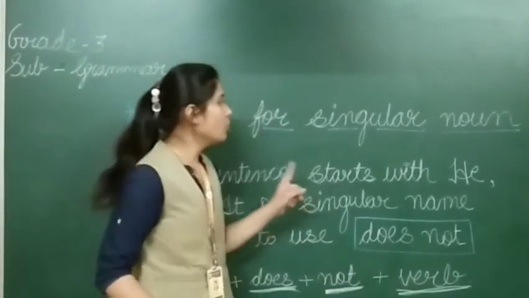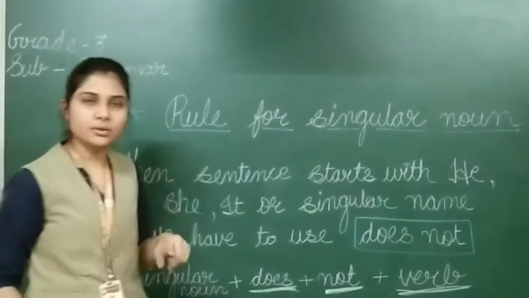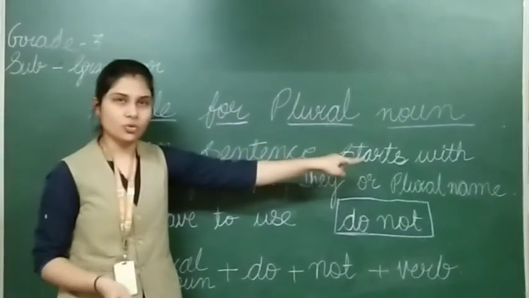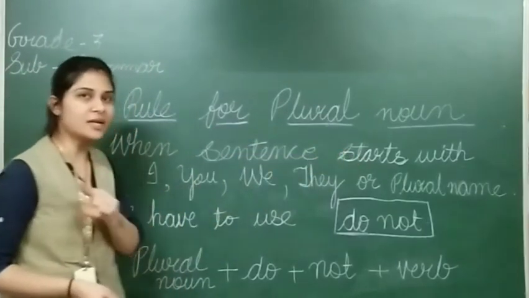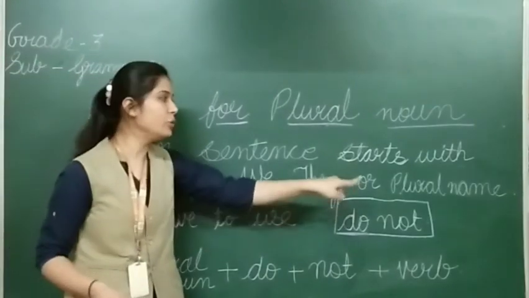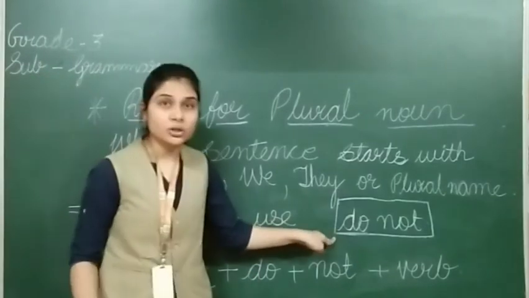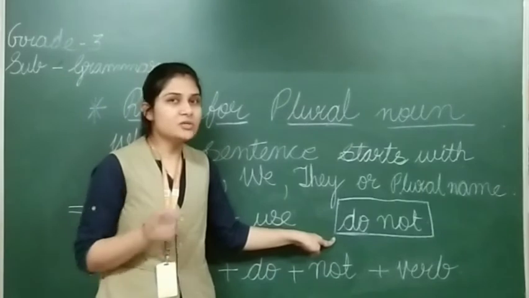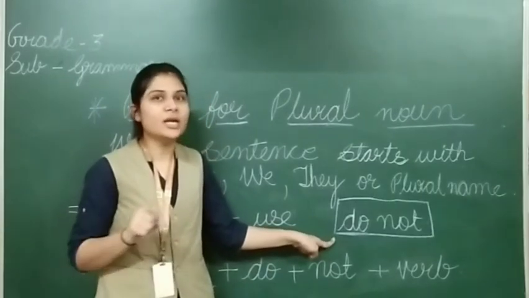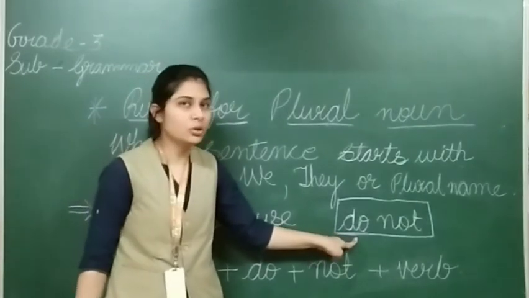Okay. Now I am going to show you the same rule for plural noun. Okay. Now this is the rule for plural noun, right? When our sentence starts with a plural noun, that is I, you, we, they, or a plural name is given to us, at that time we have to use do not. Do not, because as we were doing earlier, we were writing the simple form of the verb without adding s or es. In this manner only we have to write here do.